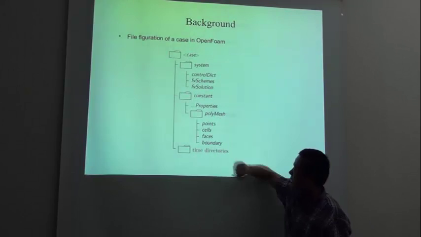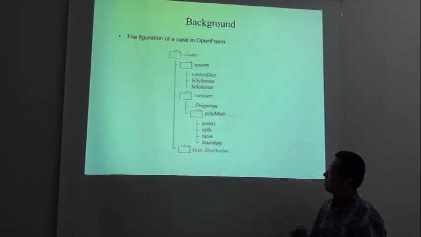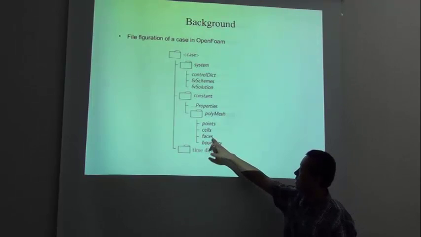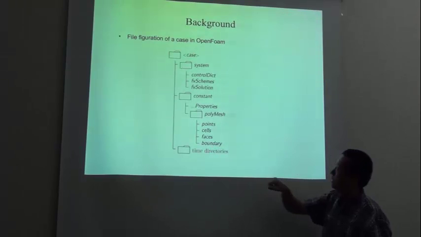They generate the mesh from the idea of going from top to bottom. First, define points. From points, you can generate the line, generate the face, and generate the cell, and also set up the boundary. All of this is included in polyMesh.